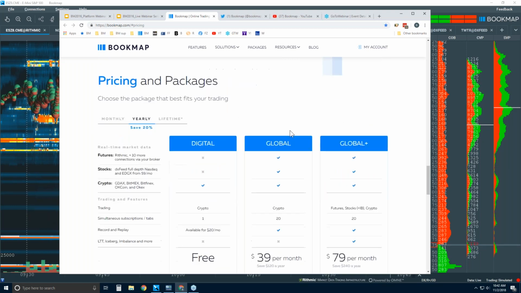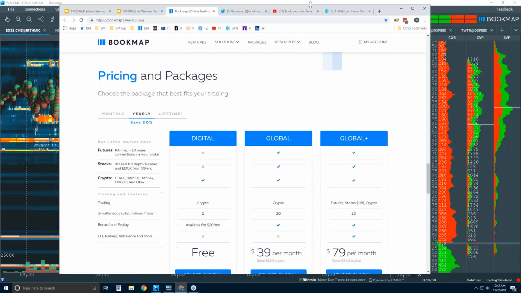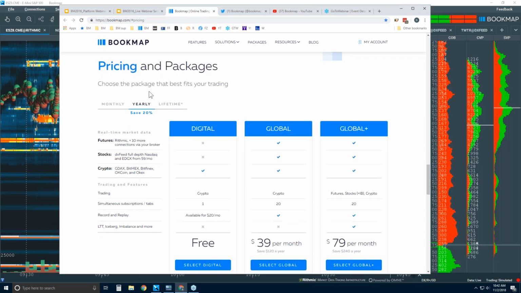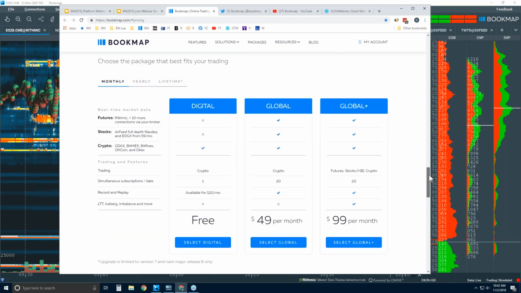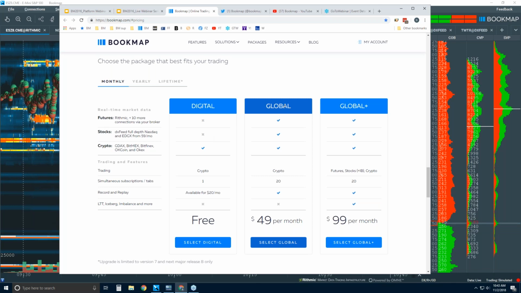Okay, pricing and packages. You can subscribe monthly, yearly with a 20% discount, and you also have lifetime options. Let's go over the monthly options. You can see 3 different versions of Bookmap: digital and global versions. The digital version is free. This is only for one digital currency at a time. So it is limited, but the markets are always open and the data is free, so you can always check out a live market. If you want more than one digital currency at a time, then go with the global version. The global version also allows you connectivity to US equities and the futures markets, but you will need to provide the data for that.